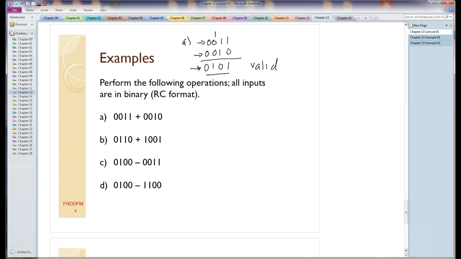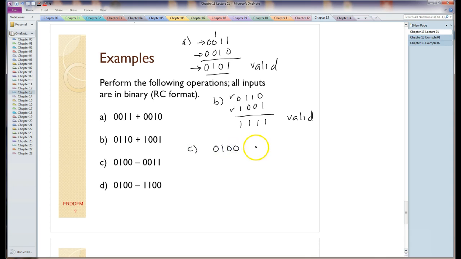That indicates it's valid. So B, I have 0, 1, 1, 0 plus 1, 0, 0, 1. Add these up and get 1, 1, 1, 1. And the notion here is that we got two values of different sign. When I add those together, it's always going to be valid. So this is also valid. So this is an example here where I need to do some extra work on this thing.